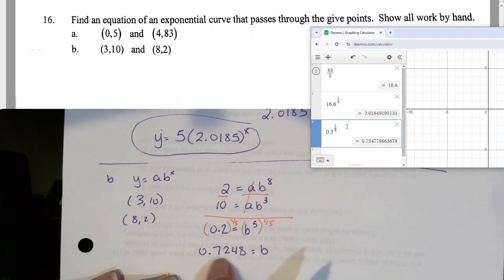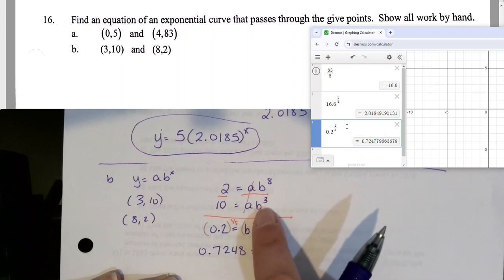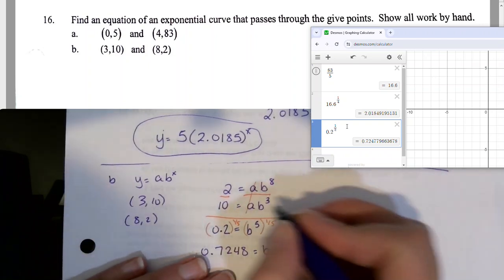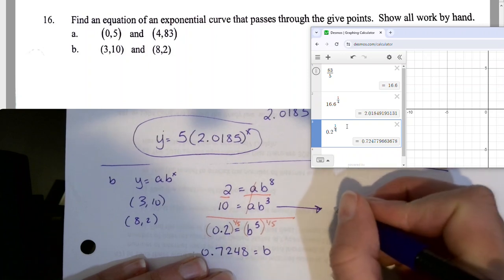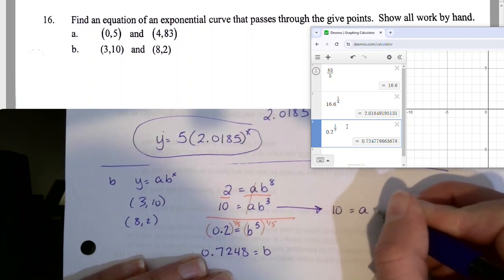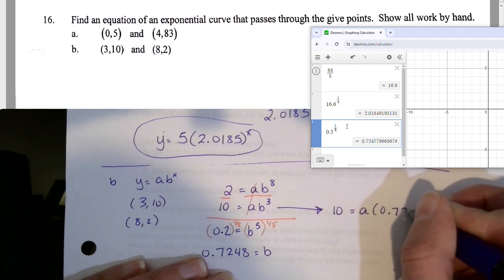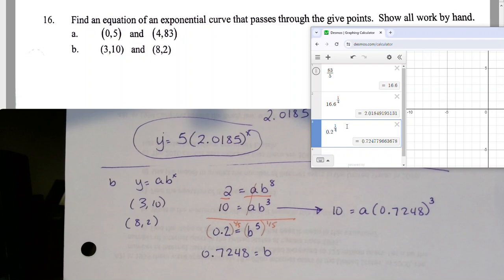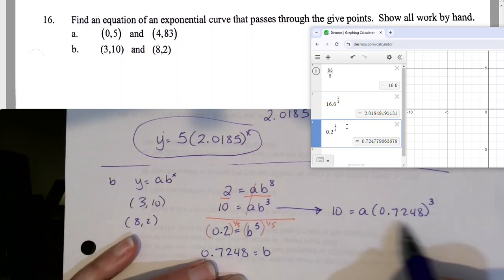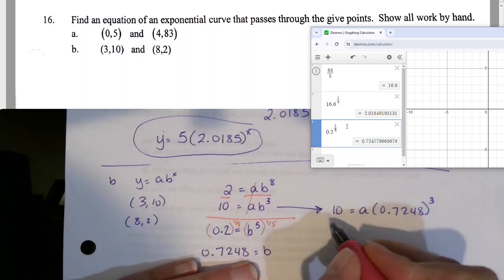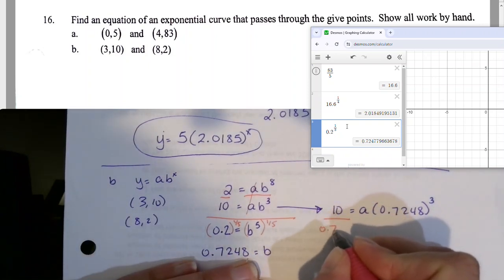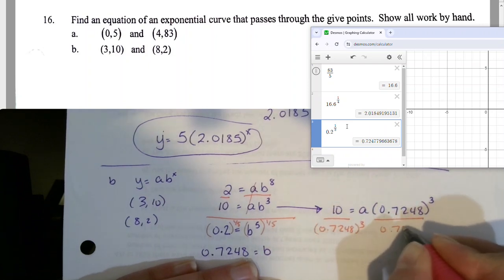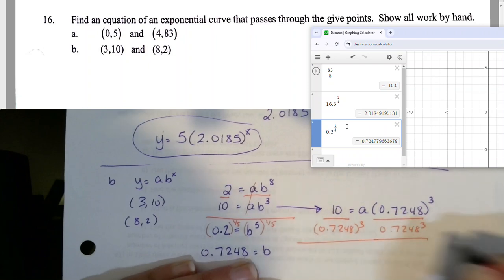That's just the number. So I'm going to divide it over. And so I don't get extra rounding error, I'm going to divide it just like it is from both sides. So I can type 10 divided by 0.7248 to the 3rd. So I get 26.2631 for a, if again I'm keeping 4 places.